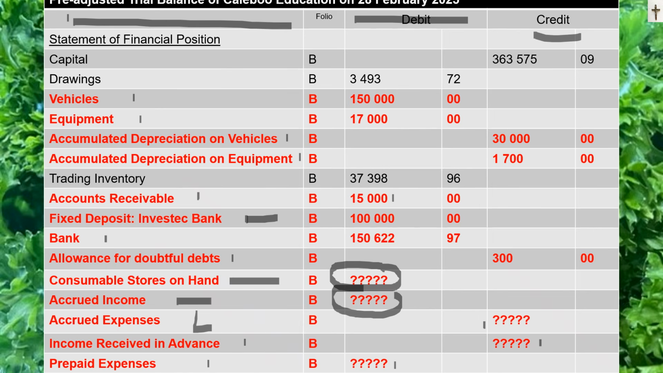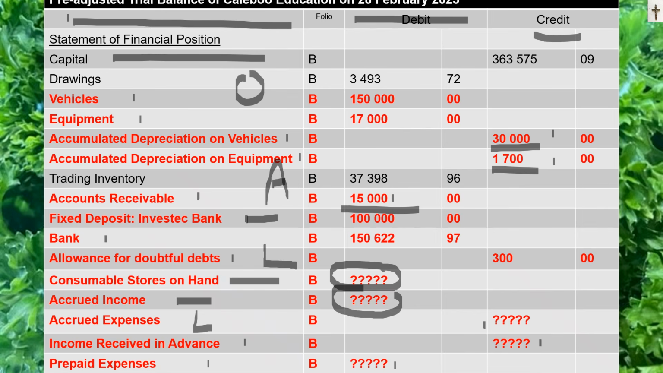Say accounts receivable before the adjustments was 15,000. Accumulated depreciation already has a balance. I know we've had these non-current assets for a year because it was 20% on vehicles and 10% on equipment. You do the maths and those are the balances for accumulated depreciation. But my point is, you get given a pre-adjusted trial balance and then you do the adjustments. This is the statement of financial position where we're looking at owner's accounts, assets, and liabilities.